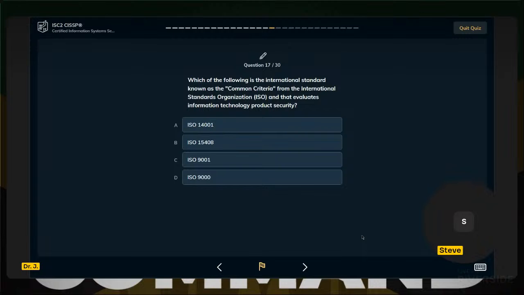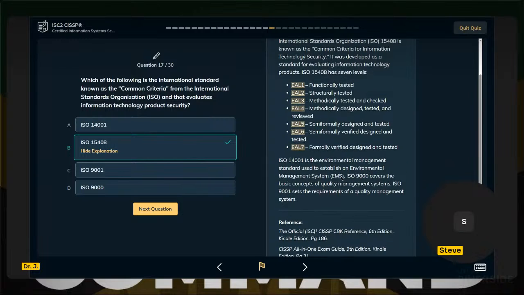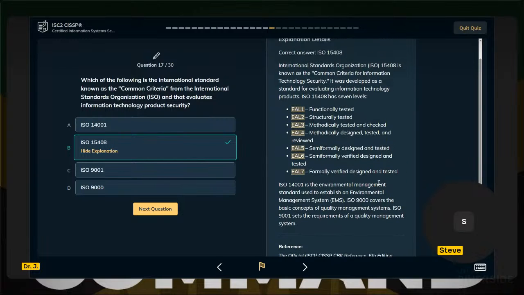I think it's 15408. Really? I could have sworn it was between 9000 and 9001. Might be mixing them up with something else. You can pick whatever one; we'll find out. Yeah, you're right. So what is 9000? 9000 covers the basic concept of quality management systems. 9001 sets the requirements.